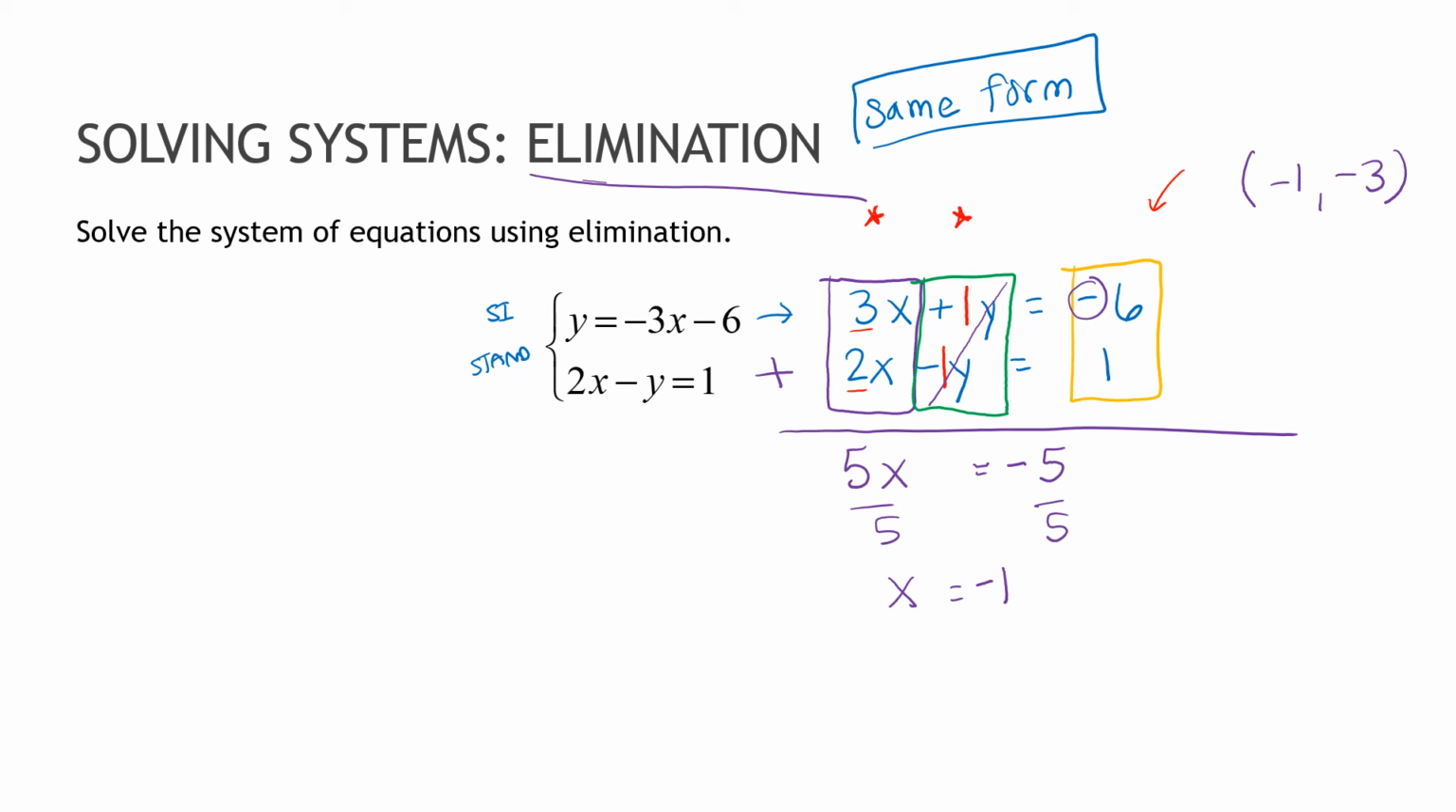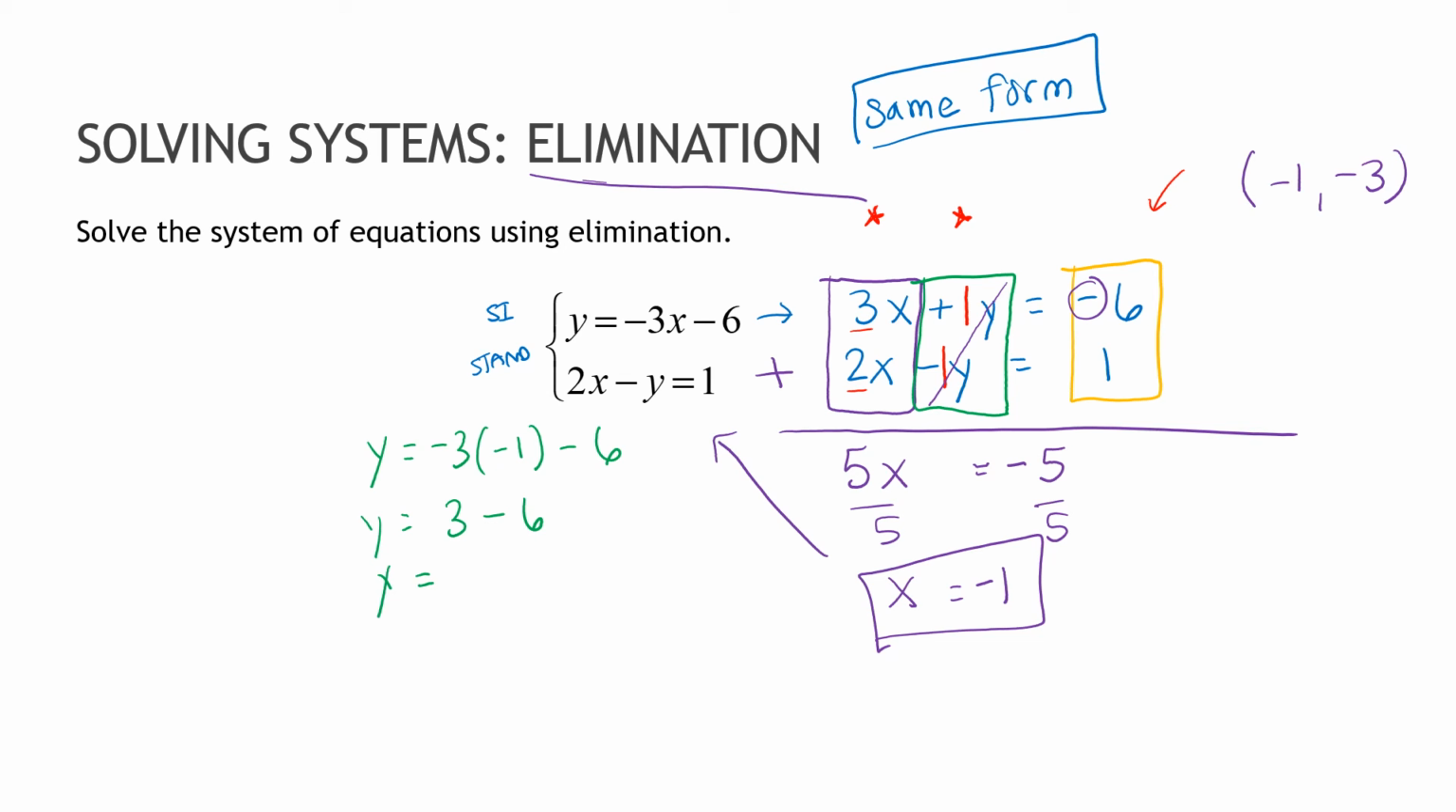Just like we did with substitution, now I'm just going to take this answer and substitute it back into one of my original equations. And it doesn't matter which one. I'm going to choose that first one again. So y equals negative 3 times negative 1 minus 6. Y equals positive 3 minus 6. Y equals negative 3. So I did end up with the same solution, but again, be careful so you don't make that same mistake I almost did on my x.